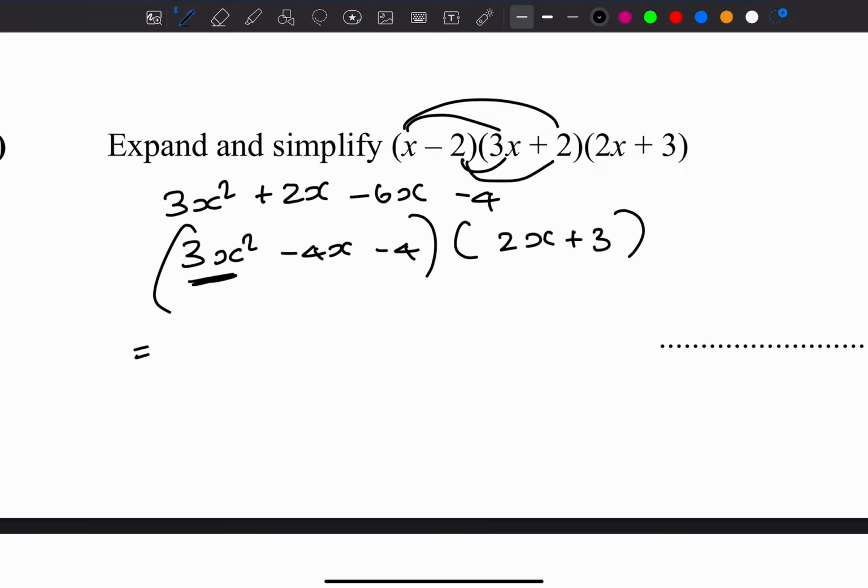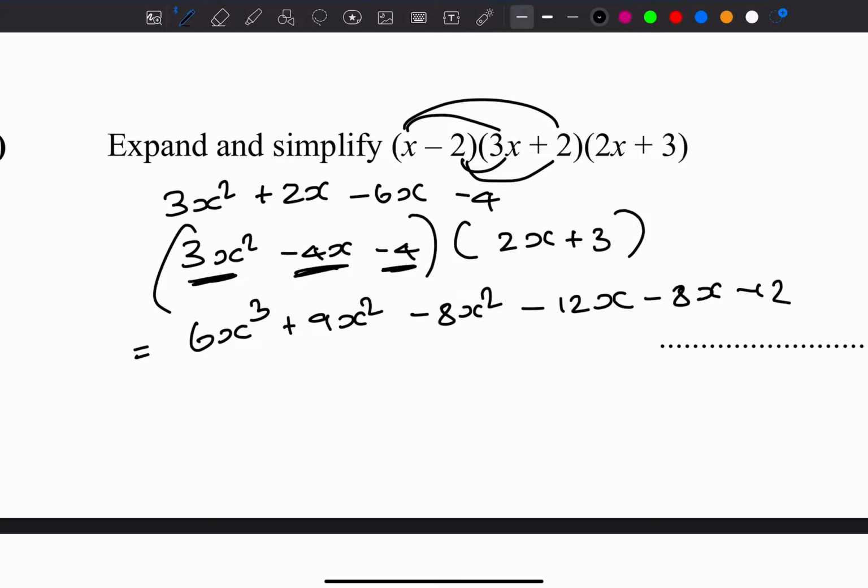Multiply by 3x squared, that's going to give you 6x cubed plus 9x squared. The next one, minus 4x, so minus 8x squared minus 12x, minus 8x minus 12. 6x cubed plus x squared minus 20x minus 12. Okay.